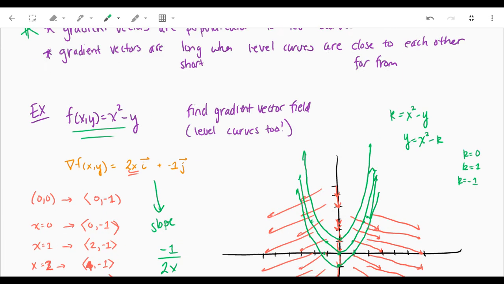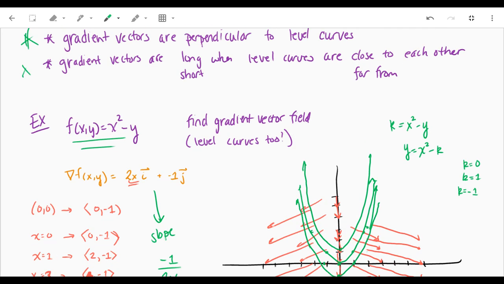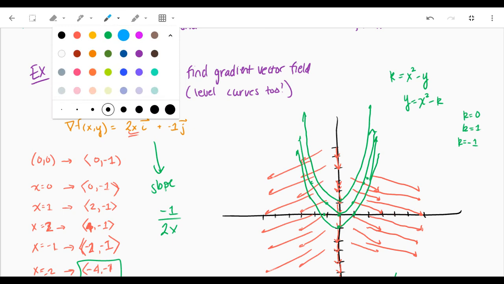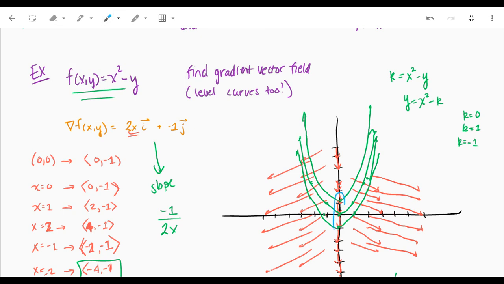And then our second property, that the gradient vectors are longer when our level curves are close to each other and shorter when they're farther away. Let me change the color here. My shortest gradients are right there going through all the vertices, where the family of curves are the farthest apart, and they get closer together at the tails, and that's where those gradients also get to be higher in magnitude.